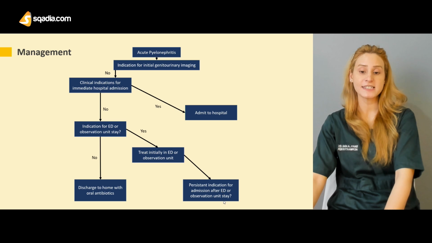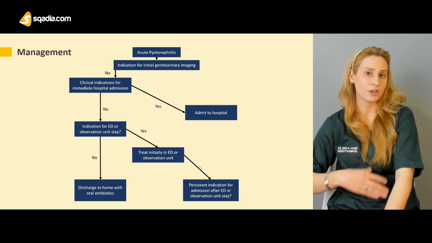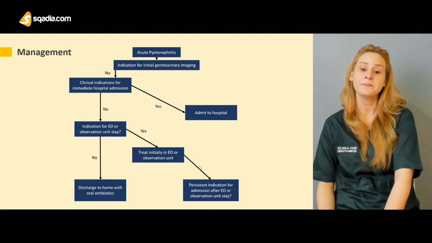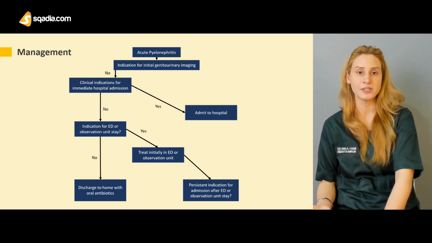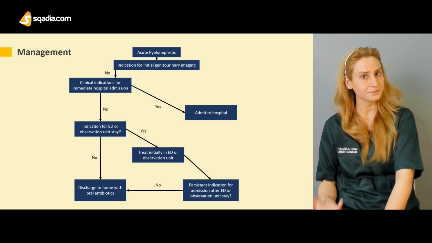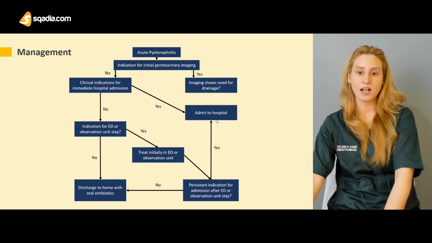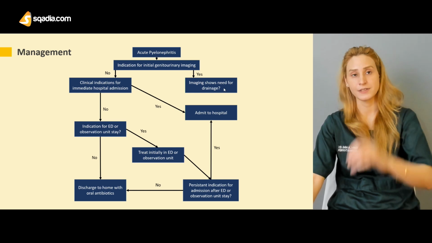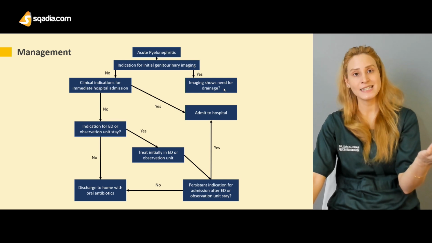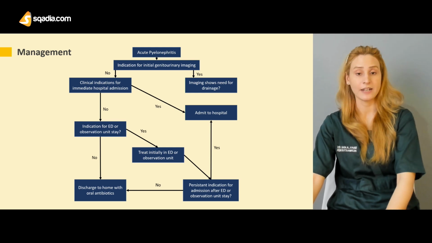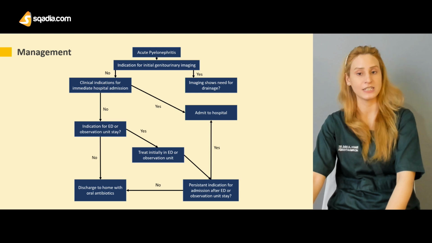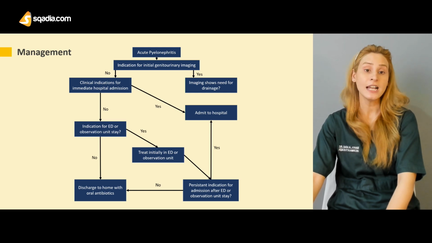If there is a persistent indication, if the pain is not resolving and he's still febrile, then you need to admit your patient and investigate properly. So admit the patient to the hospital, and if there is an imaging need, if you have performed the CT and it tells you that there is a perinephric abscess or cortical abscess which needs drainage, then obviously you need to go for drainage.